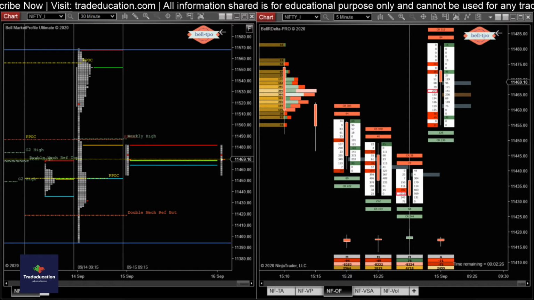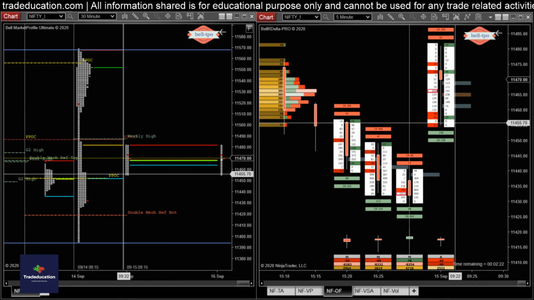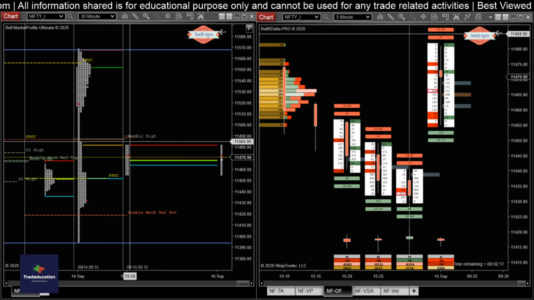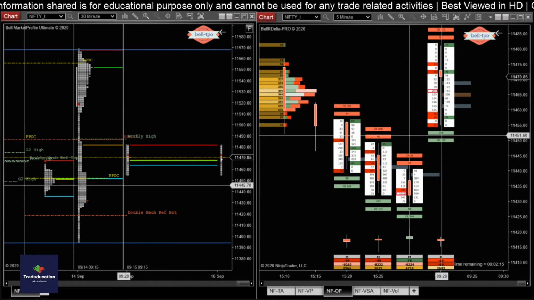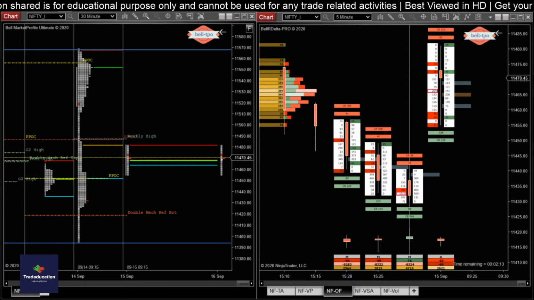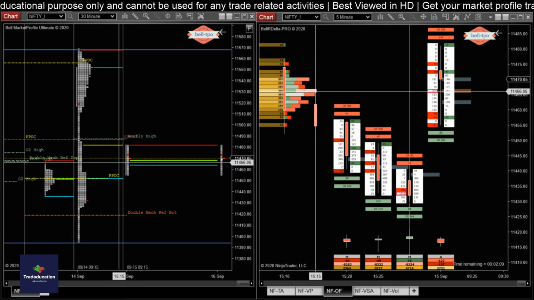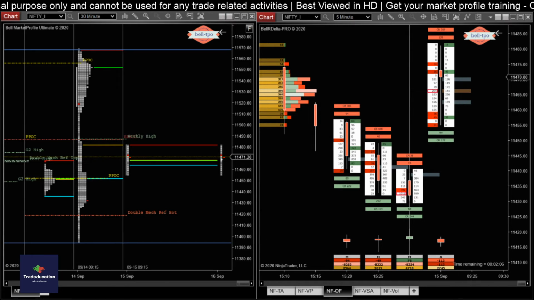So one good trade location is you can go long, keeping your stop loss around the lows. The target is this weekly high or this single print zone. So this is a quick scalp long trade which I'm seeing. This is the POC of today and it's exactly at the VWAP.